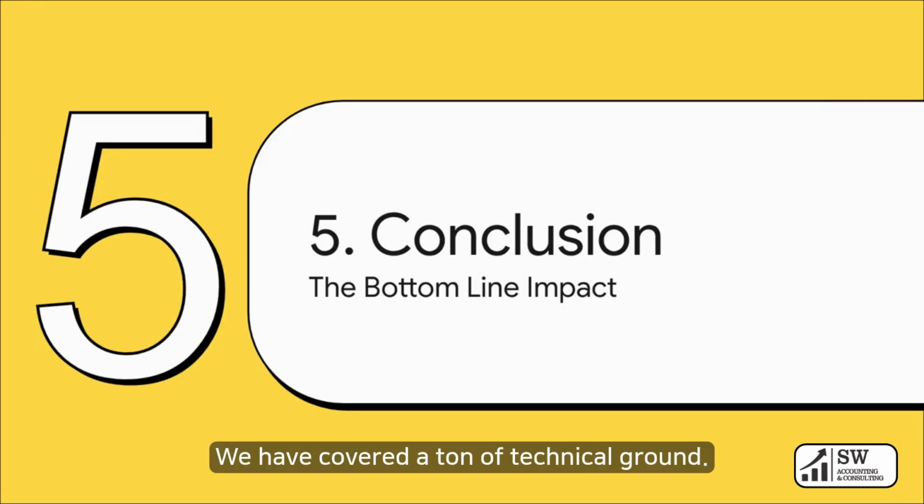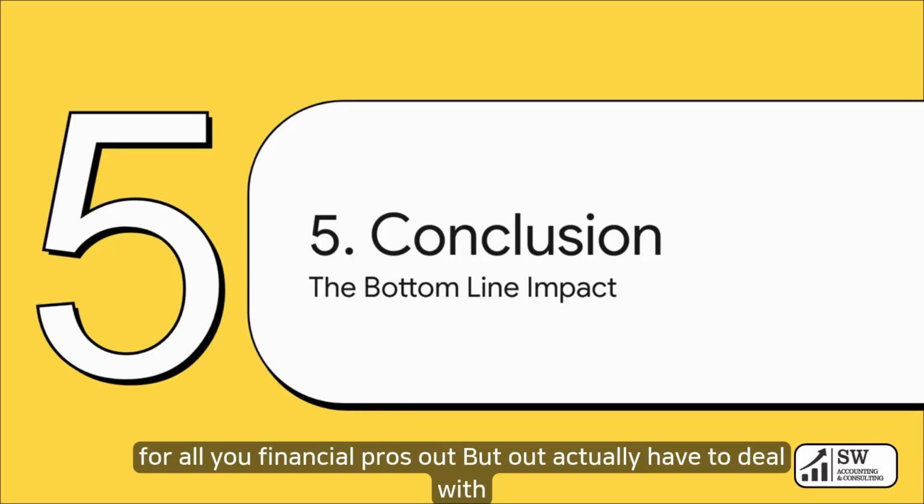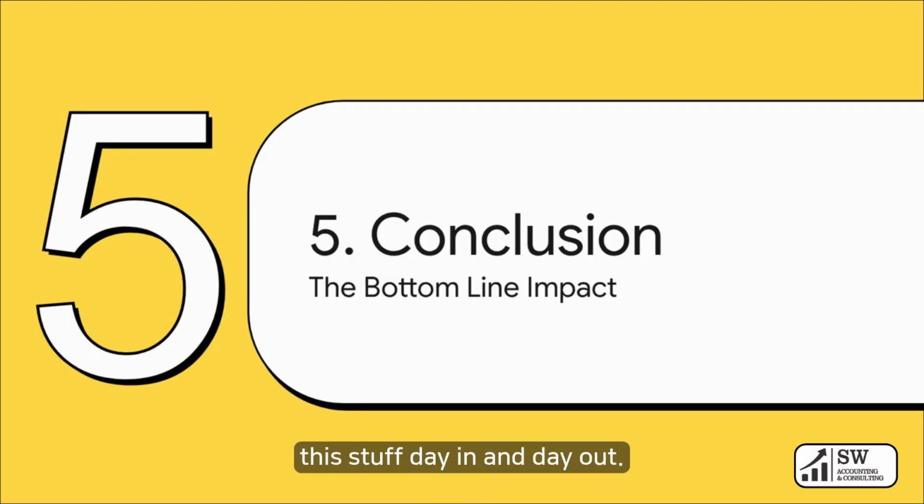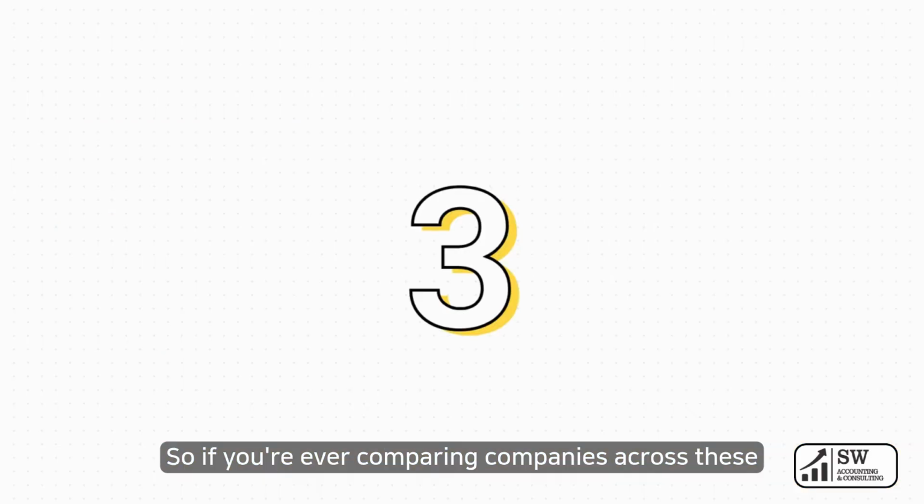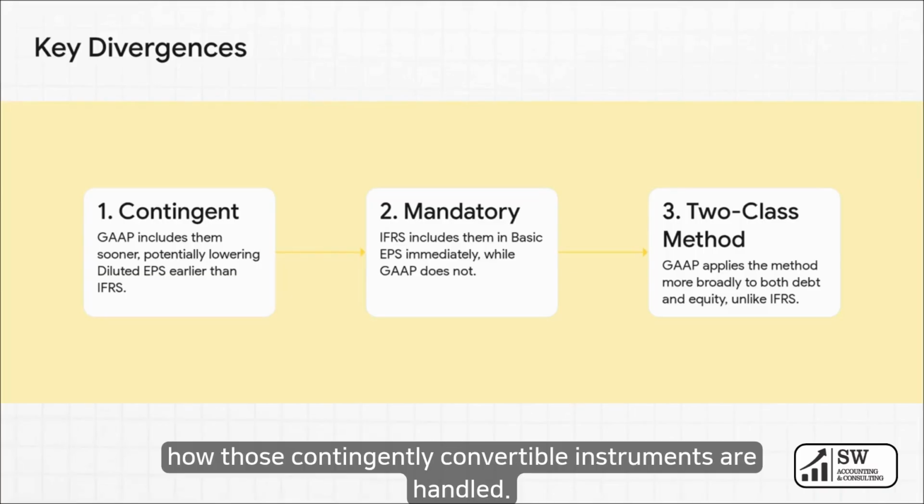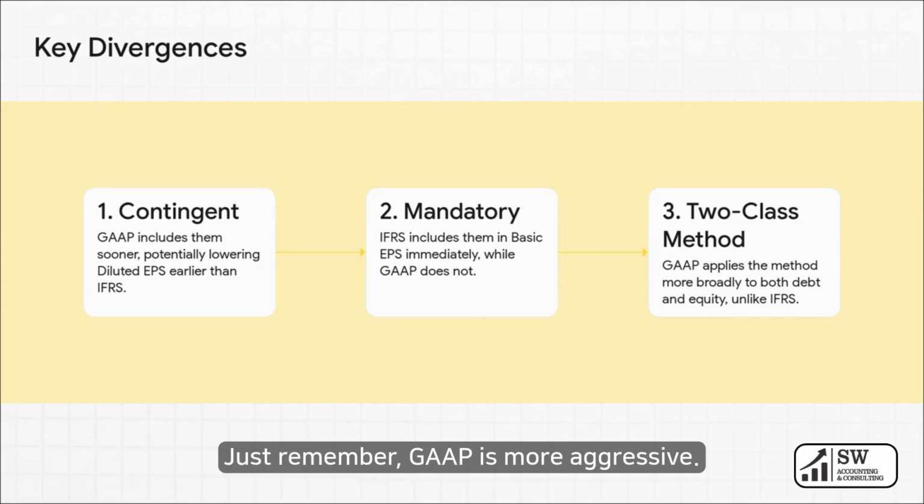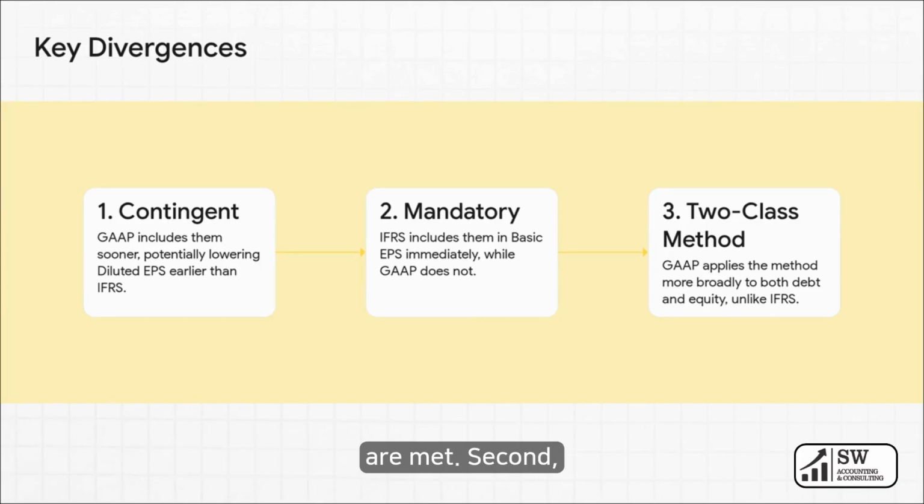Whew, okay, we have covered a ton of technical ground. So let's try to boil this all down to the most important takeaways for all you financial pros who actually have to deal with this stuff day in and day out. So, if you're ever comparing companies across these two standards, there are really three huge differences in EPS accounting that you absolutely have to keep in mind. First, how those contingently convertible instruments are handled. Just remember, GAAP is more aggressive. It includes potential dilution way before the triggers are met.